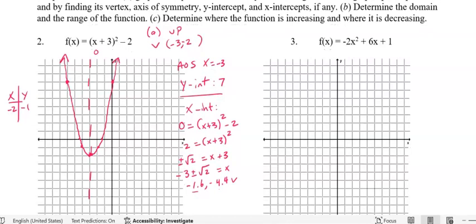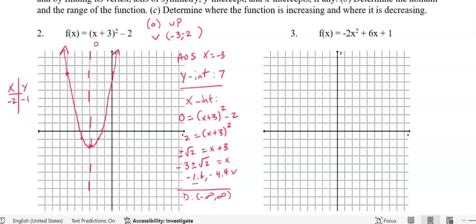And let's see, what else do we need to come up with? Domain and range. So the domain is always going to be all real numbers for these parabolas. And the range is going to be, it starts at -2. And since it's going up, it would be -2 to positive infinity.